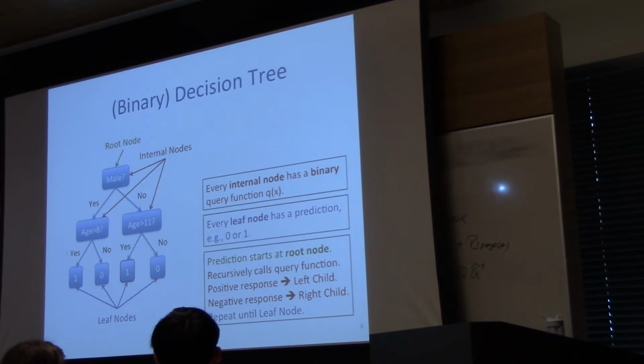So prediction starts at the root node, and you recursively call the query function from the current internal node, which starts at the root node, with a positive response going left, and you traverse this tree until you reach a leaf node, after which you make a prediction.